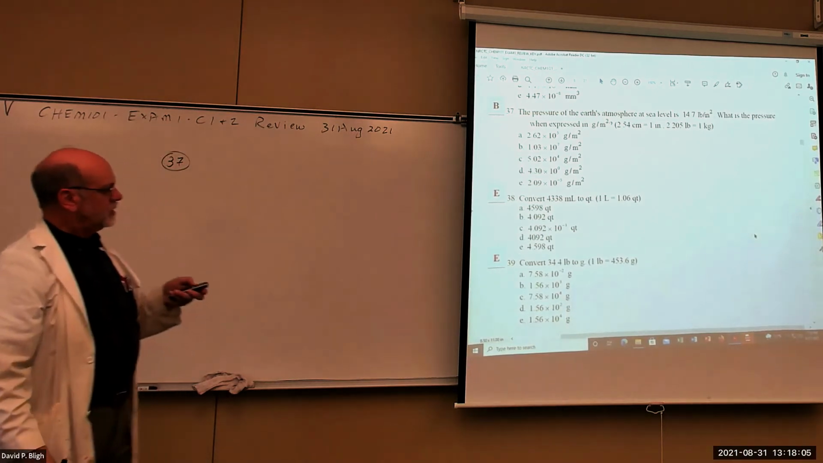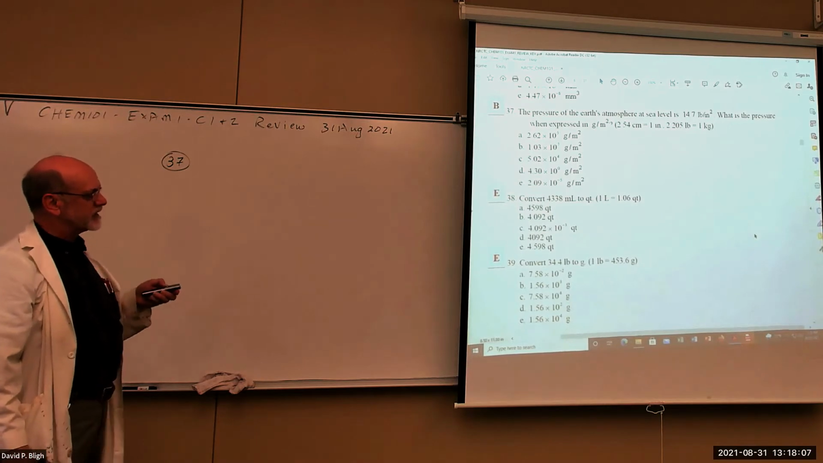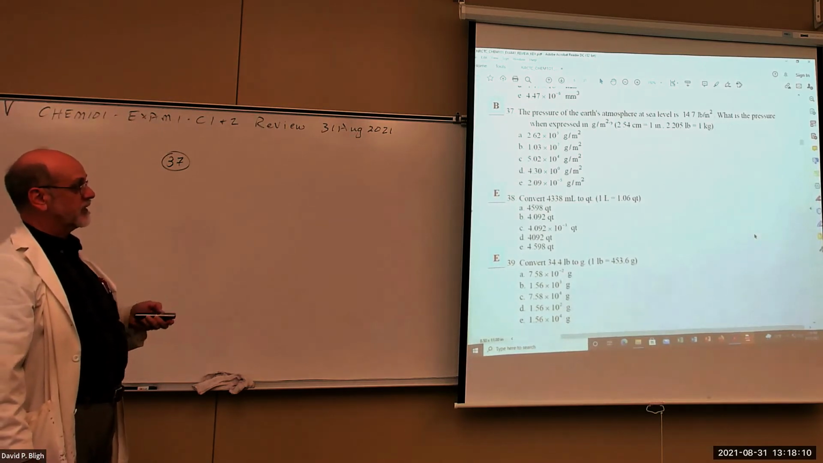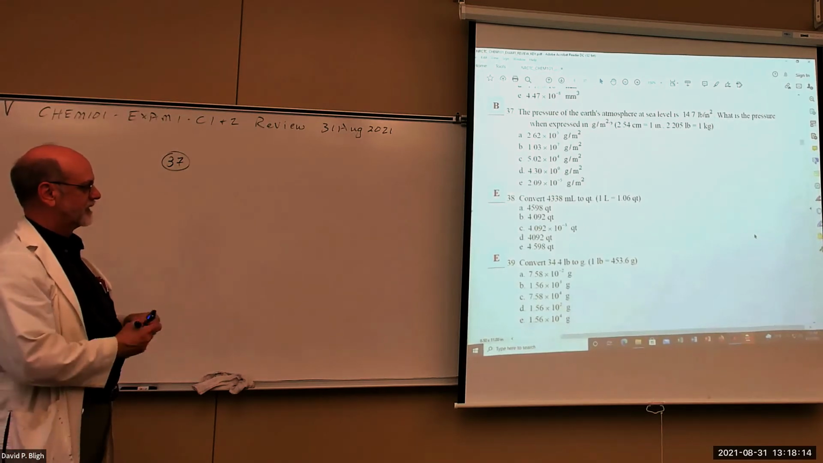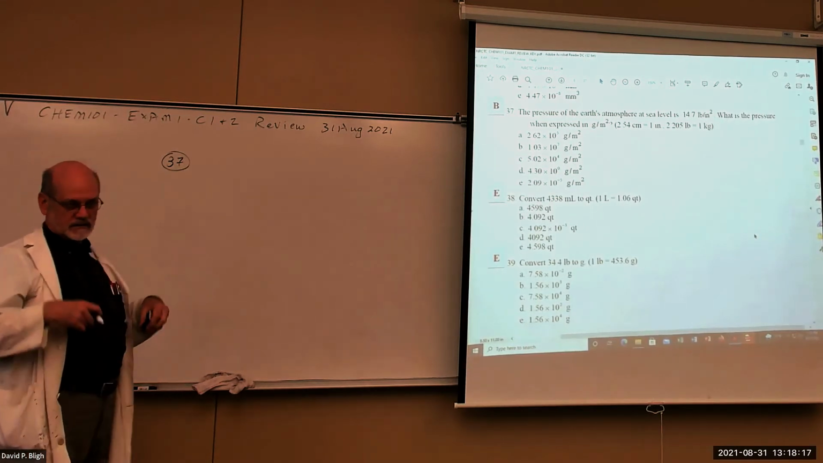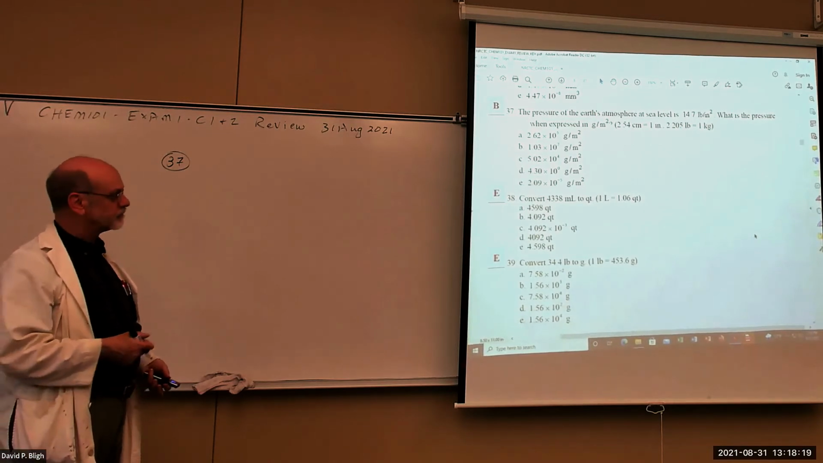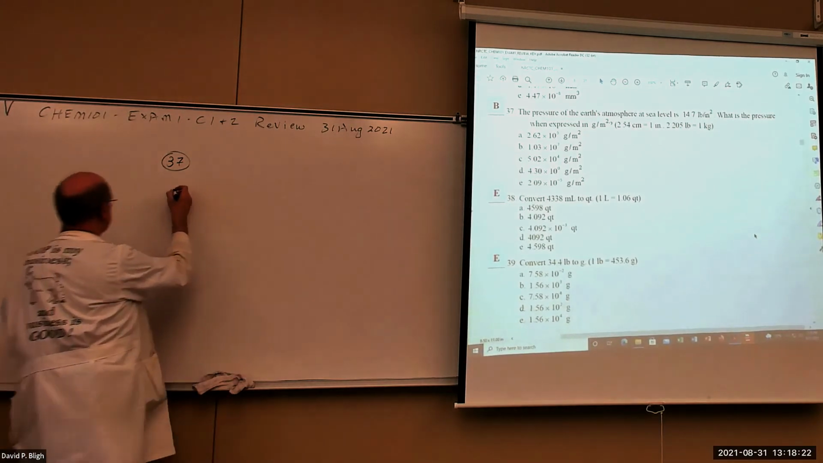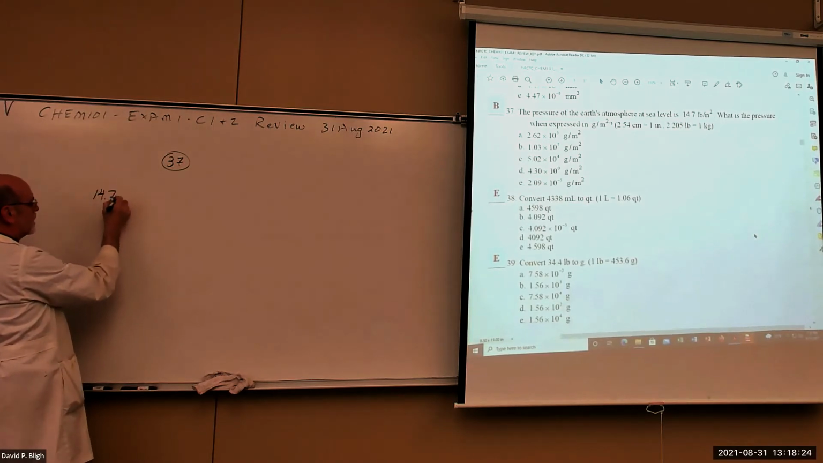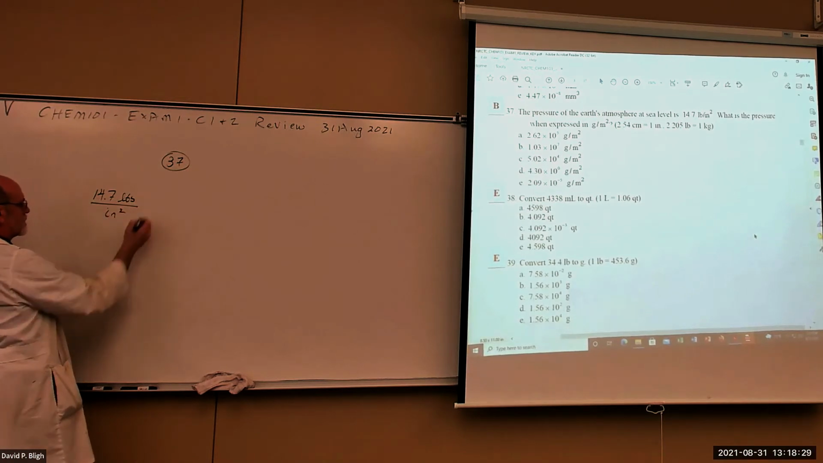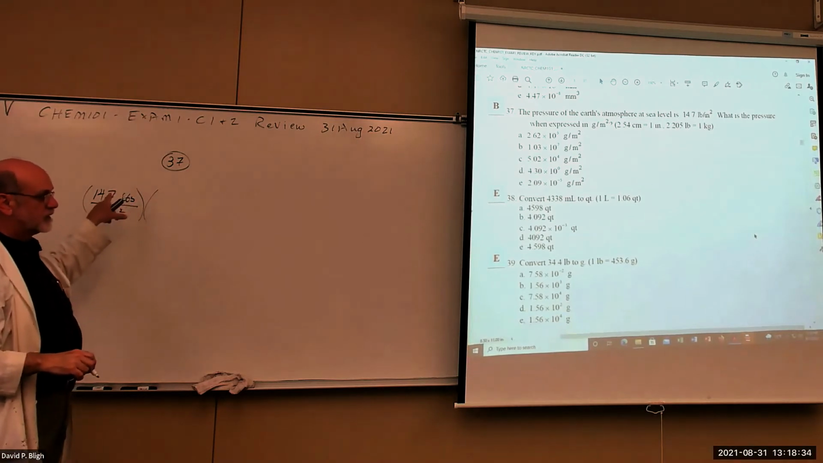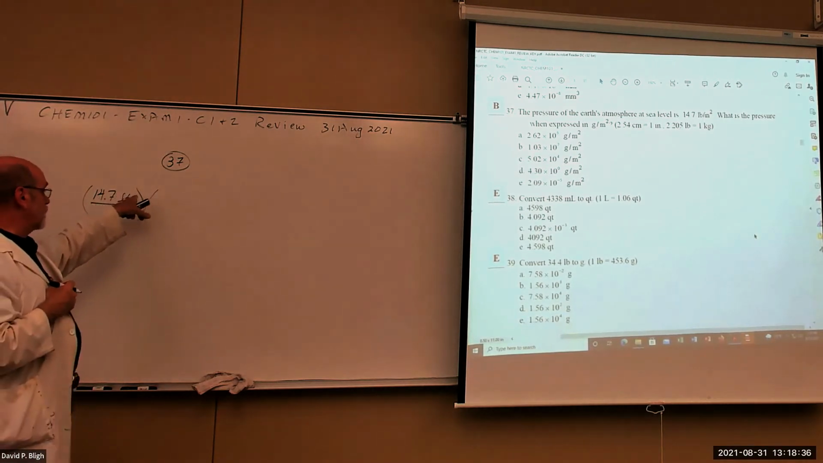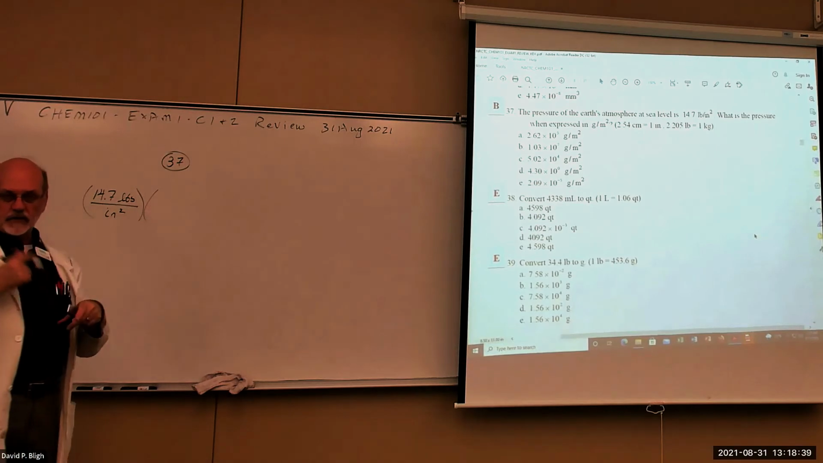All right. The pressure of Earth's atmosphere at sea level is 14.7 pounds per square inch. What's the pressure when expressed in grams per square meter? This is going to require chain conversion. 14.7 pounds per square inch. When you have something like that, and you've got to convert both top and bottom units, if you have more than one out here, do one at a time.